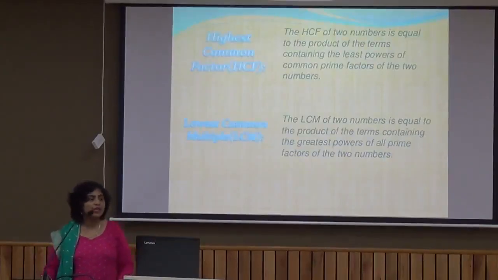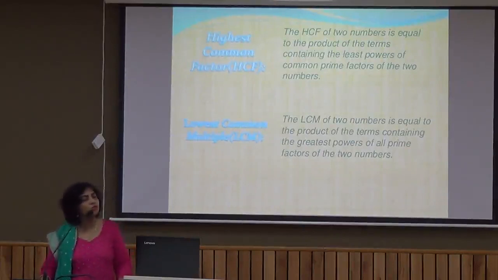Now comes our HCF and LCM, with the help of prime factorization. The HCF of two numbers is equal to the product of the terms containing the least power of common prime factors of the two numbers. That means whatever numbers we are given, first we look for the common factors, then their least power, and the product of all those is our HCF.